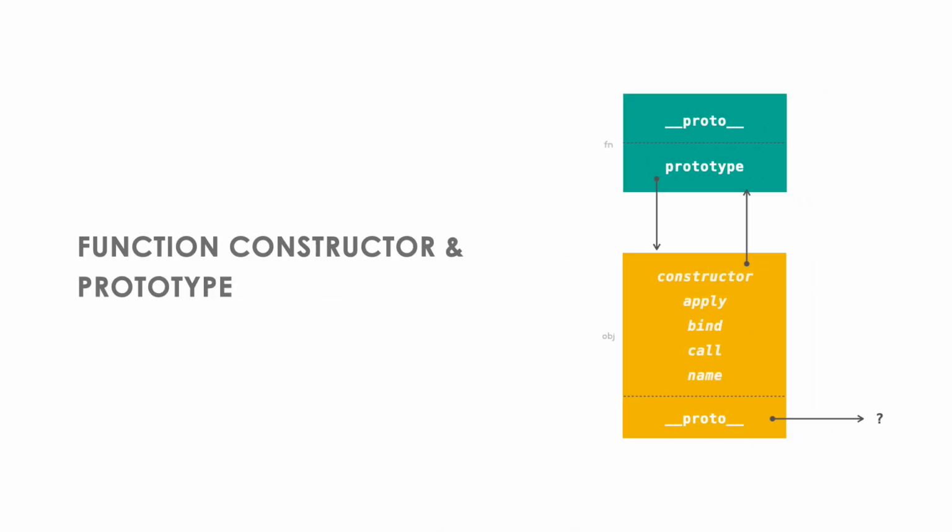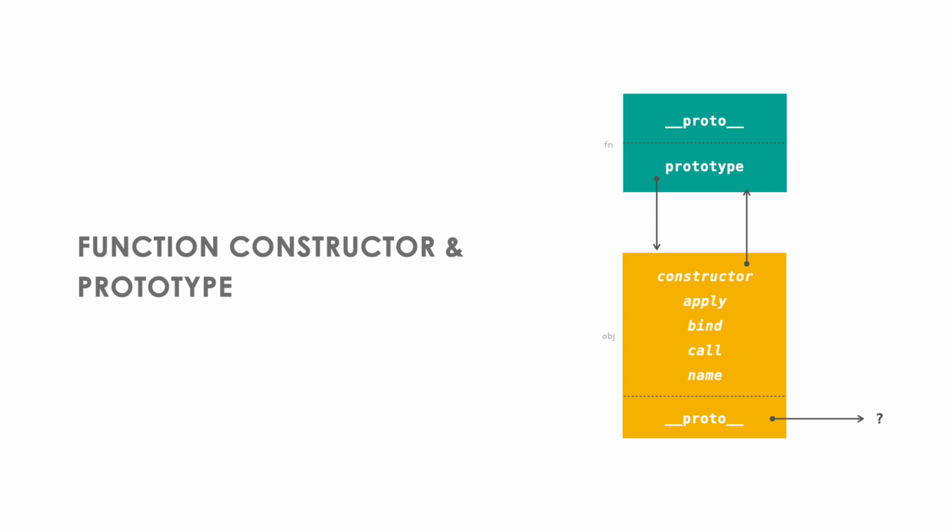And similar to the object constructor, we have the function constructor, the green box for the function, yellow box for the object, and your function has your __proto__ and prototype, which points to the yellow box, which is an object which has all these useful utility functions called call, apply, and bind. And again, it has a __proto__ property.